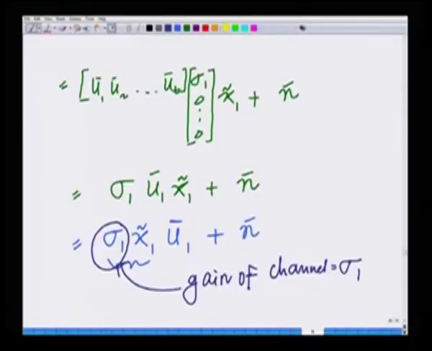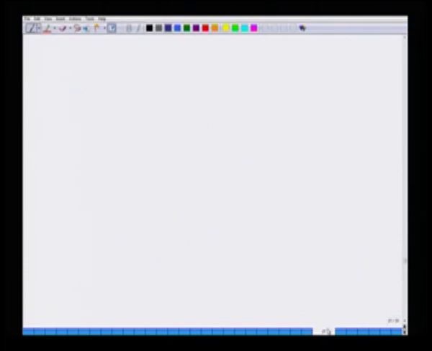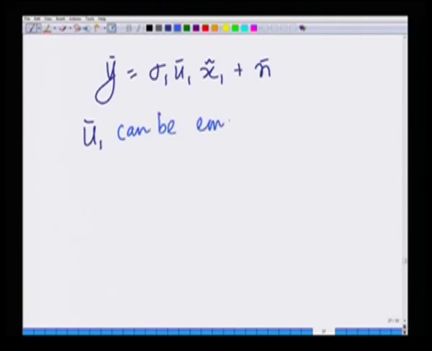I can perform receive beamforming using the maximal ratio combiner. In fact, the maximal ratio combiner is u1 itself, because norm u1 is 1. Hence, what I do at the receiver is something simple, I perform maximal ratio combining. So, I have y bar equals sigma 1 u1 bar x1 tilde plus n bar. Use u1 bar can be employed for maximal ratio combining.